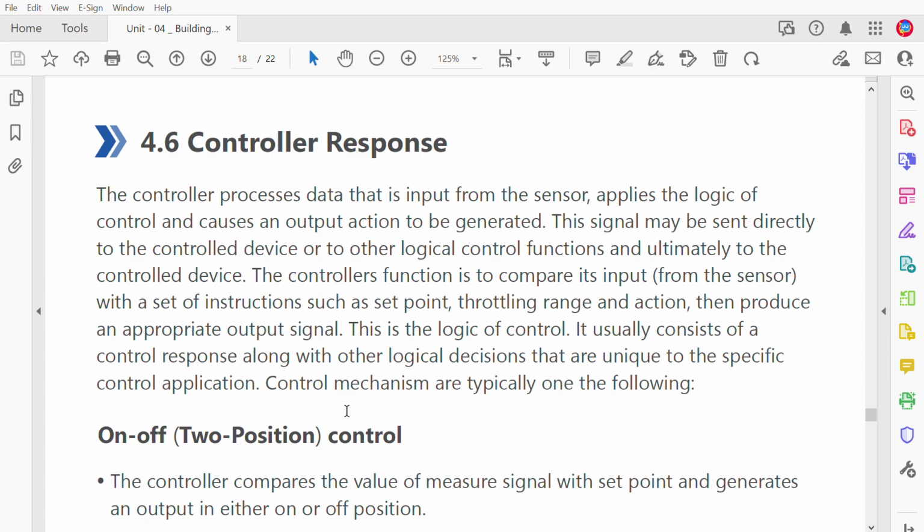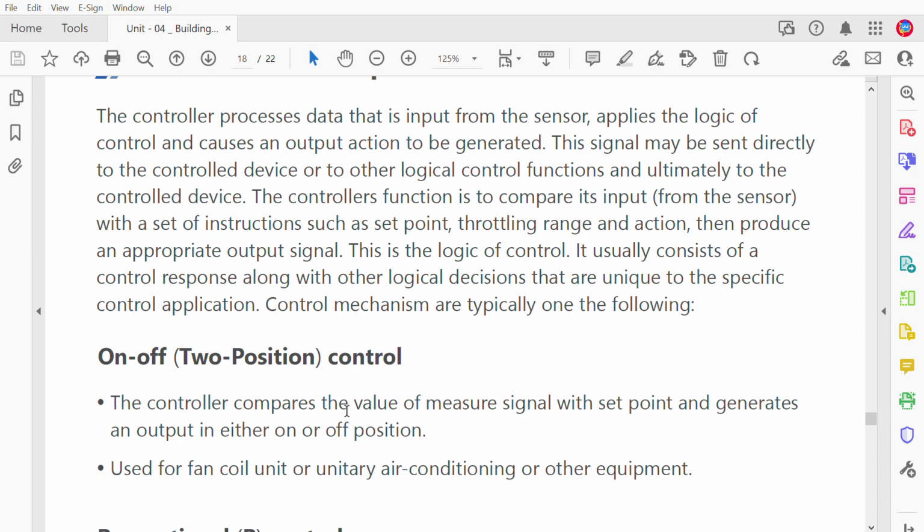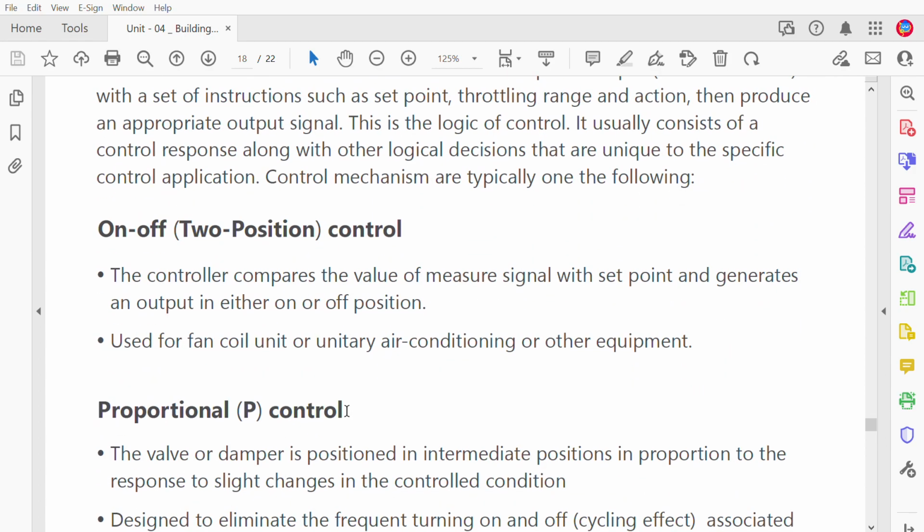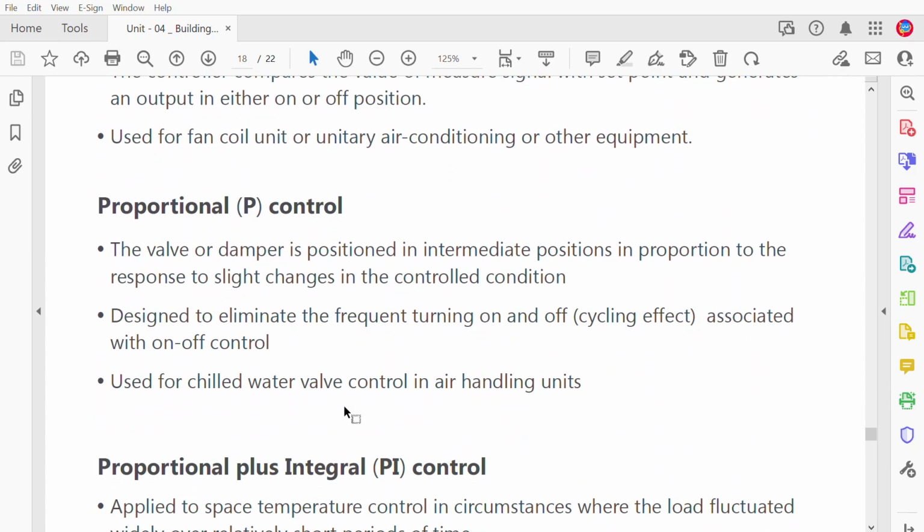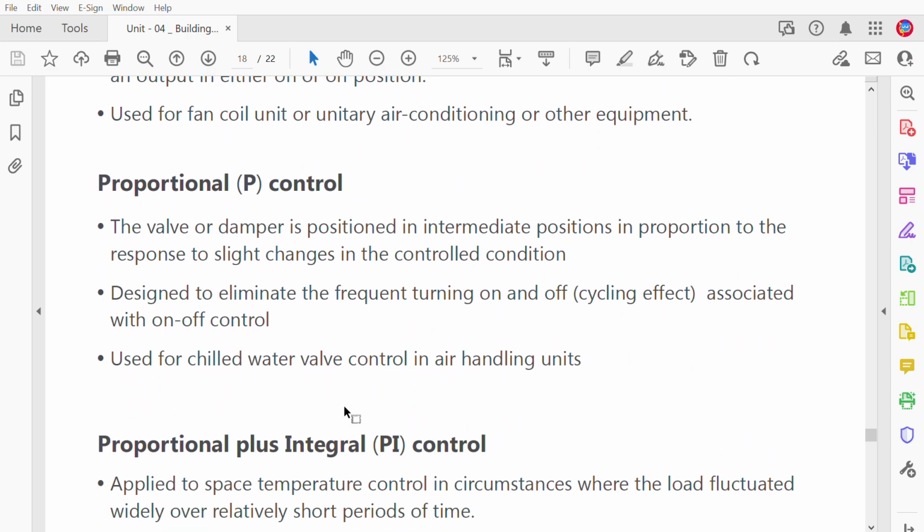So that is a certain logic. The control mechanism is usually one that I would like to share. There are two positions, on and off; you can turn it on or off, just like a fan. Proportional control is something like a damper position, where you can control an intermediate position, instead of a sudden change. For example, maybe you have some chilled water, and then you will have some valve.